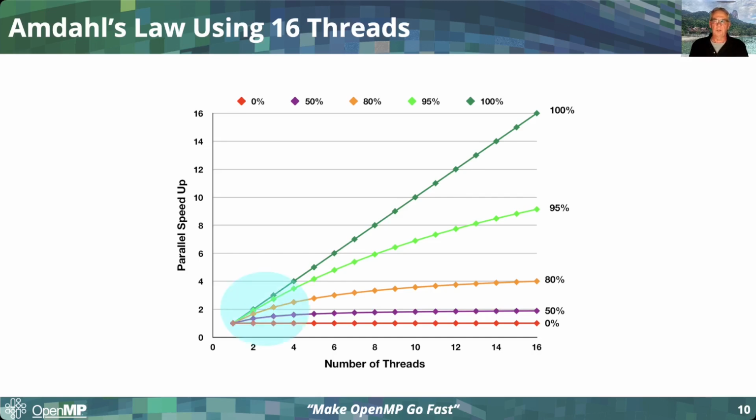But always look at the bright side of life. What we see here is that it's not so hard to get an initial speed up on a low number of threads. And that's exactly what we see in practice. It's not that difficult to get a speed up on 2 threads, 3 or 4.